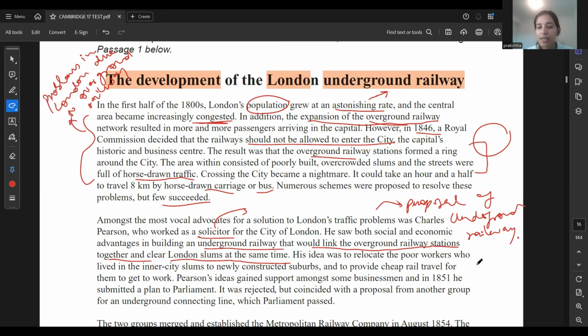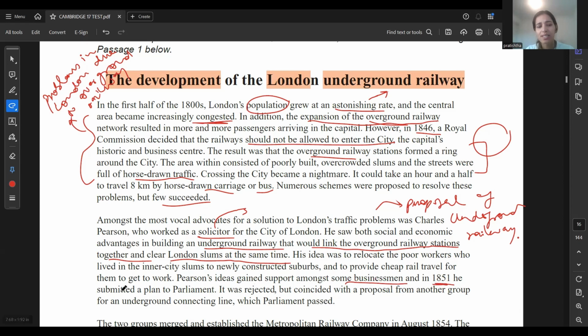His idea was to relocate the poor workers who lived in the inner city slums to newly constructed suburbs and to provide cheap rail travel for them to get to work, right? So basically, he wanted to relocate these poor workers who lived in these slums because he wanted to clear it out. He created small houses, supported by government, and he transferred these slum people and gave them some sort of scheme, like the government-related schemes where people can get a house or maybe rent a house cheaper. So Pearson's idea gained support among some businessmen, so it was funded.